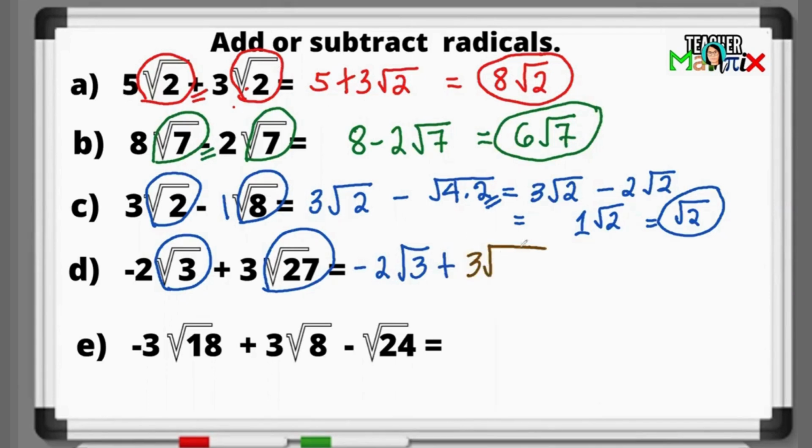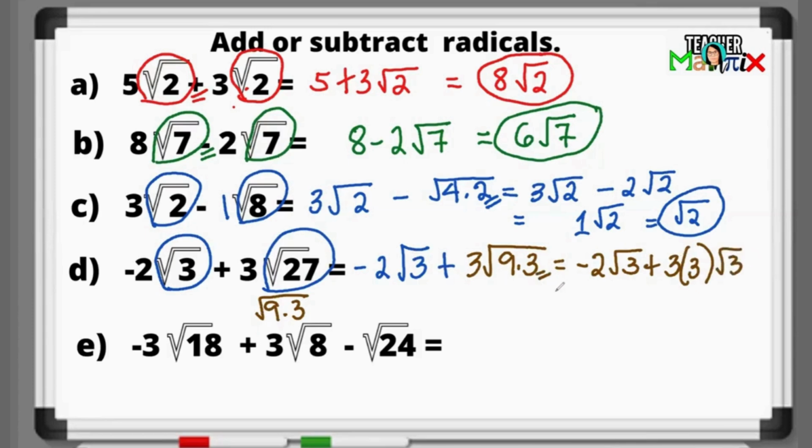3, and think of the factors of 27, wherein one of the factors has a square root. So of course, it's 9 times 3. So let me put here 9 times 3. Okay. Copy negative 2 square root of 3 plus 3. And then get the square root of 9, which is 3. And then copy the remaining radicand, square root of 3.